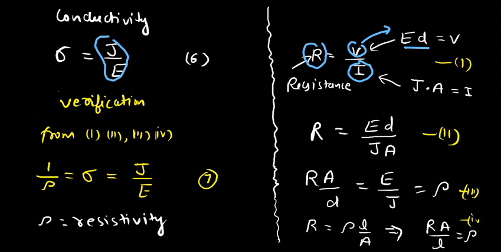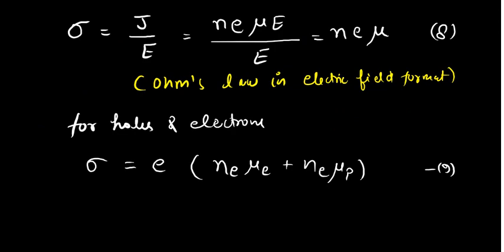So J into A is current. Let us use this relation: R is equal to Ed upon J into A. Let us transpose, so R into A by d gives E upon J, which is rho, the resistivity. We say resistivity is the inverse of conductivity, so we can write conductivity is equal to J upon E. Now we have the relation sigma, which is conductivity, equal to J upon electric field. That is Ne mu E upon E.